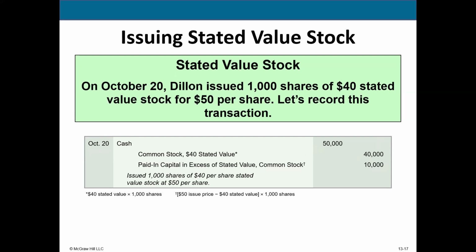So here we have the same example, 1,000 shares at $40 per share. That has a stated value of $40 per share. We issued at $50 per share. So of course that's 50,000. So we debit cash $50,000. We credit common stock at its stated value of $40 per share, which is 40,000. And then we credit the difference, which is paid in capital in excess of stated value, by 10,000.